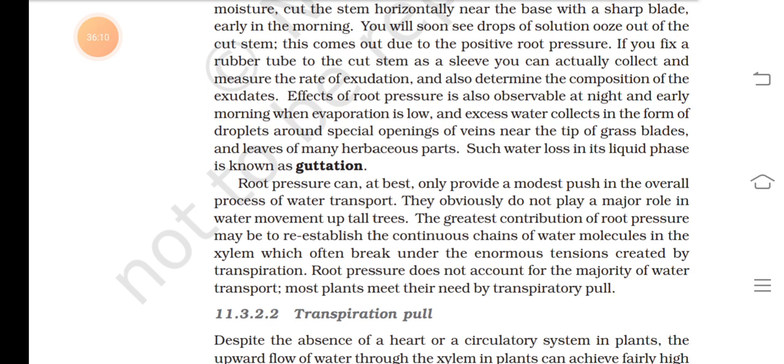Effects of root pressure are also observable at night and early morning when evaporation is low, and excess water collects in the form of droplets around the openings of veins near the tip of grass blades and leaves of many herbaceous plants. Such water loss in its liquid phase is known as guttation.